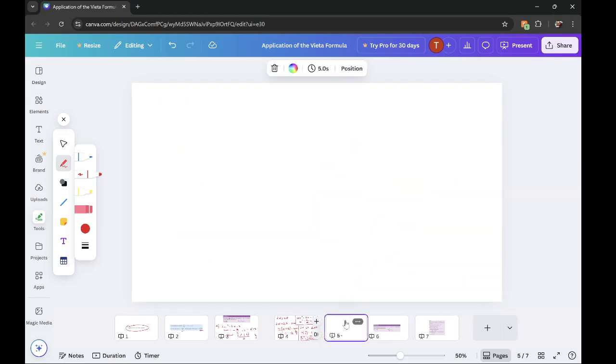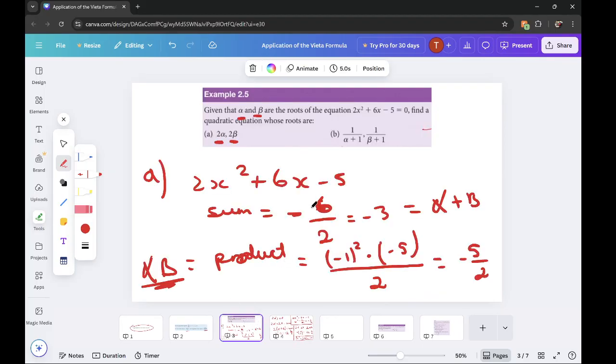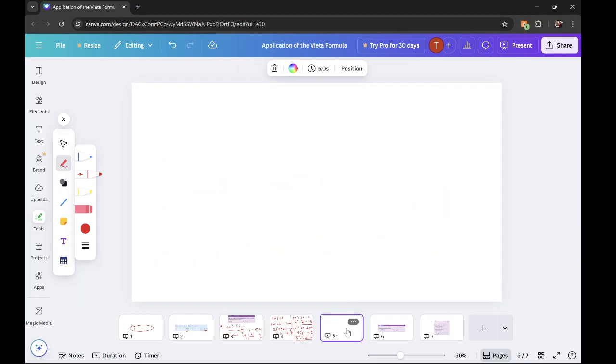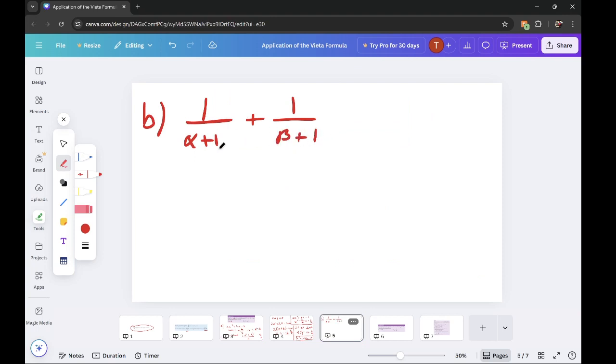Now let's try B. In B, they specified that it's 1 over alpha plus 1, comma, 1 over beta plus 1. To do this question, you're first going to have to do some simplifying. So 1 over alpha plus 1 plus 1 over beta plus 1. That means we want to make these two denominators the exact same, so that we can add them.